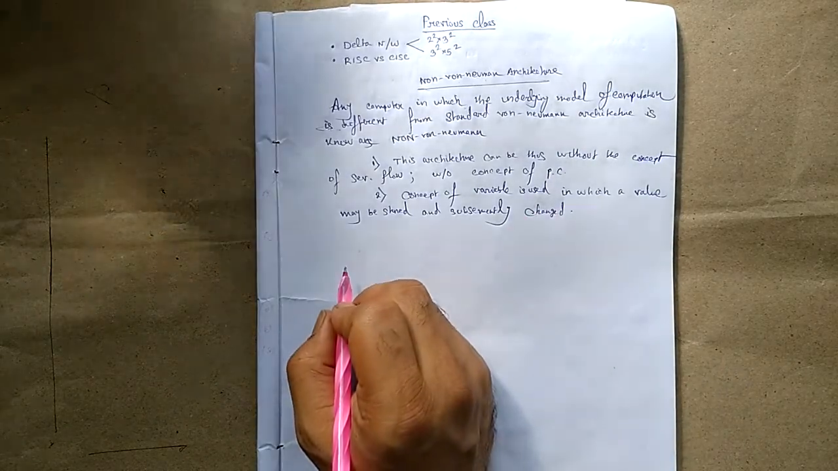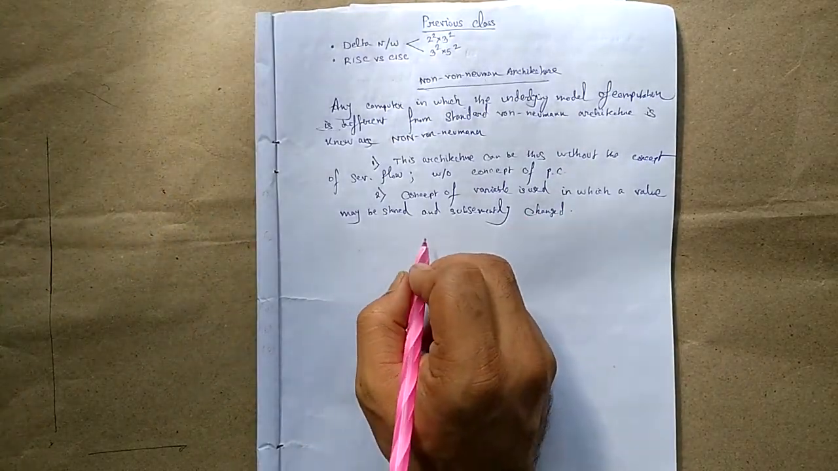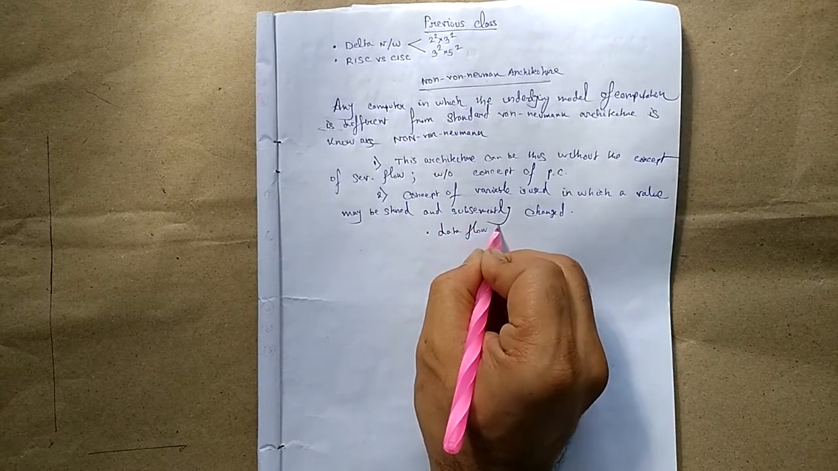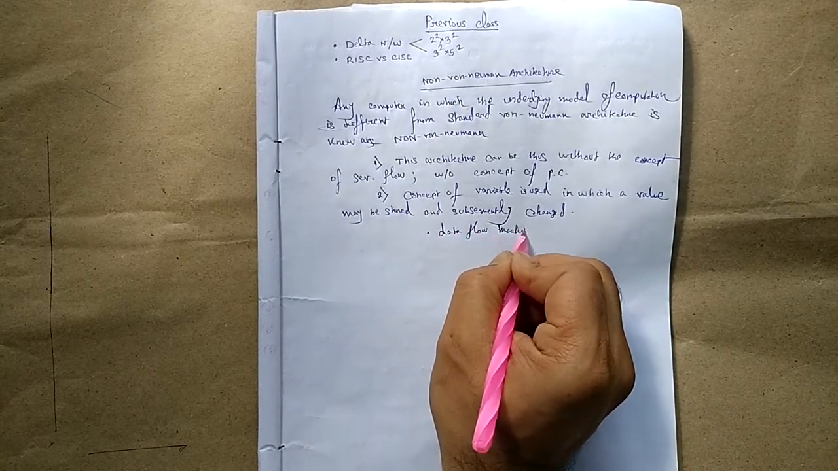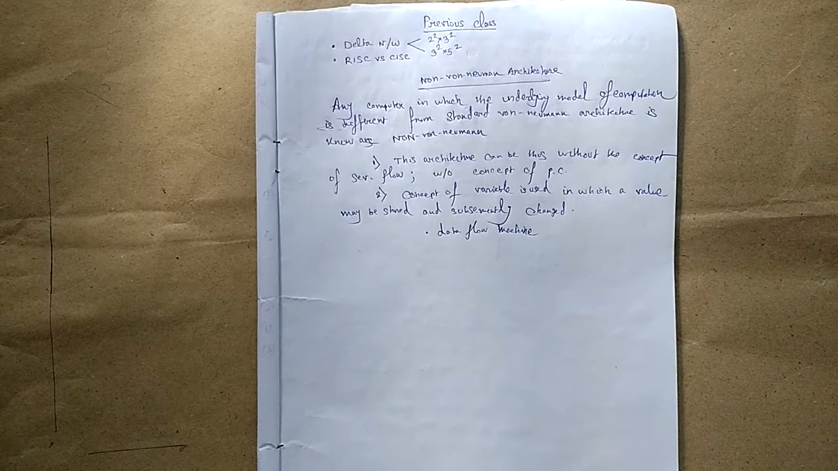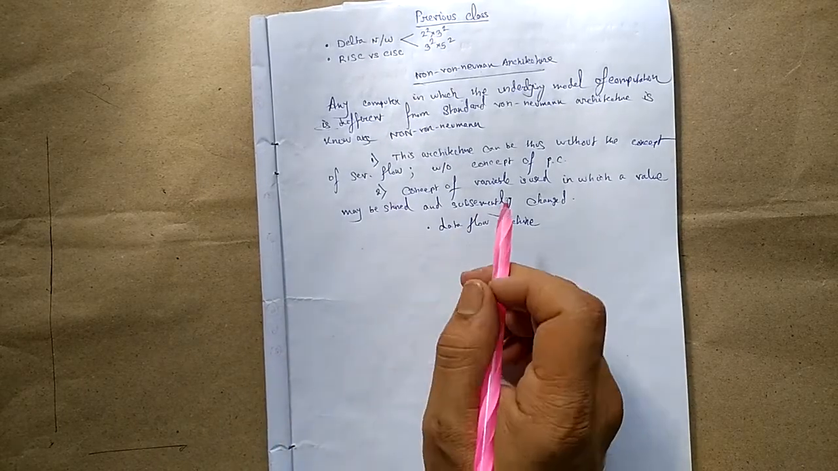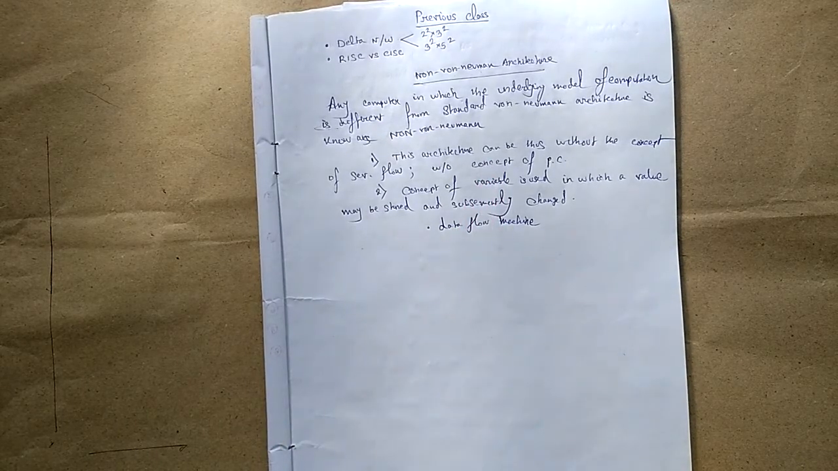The example of this will be data flow machine. In data flow machine or in data flow architecture, there is the concept of variable used, where we can store a value and subsequently we can change. So, this is non-von Neumann architecture.